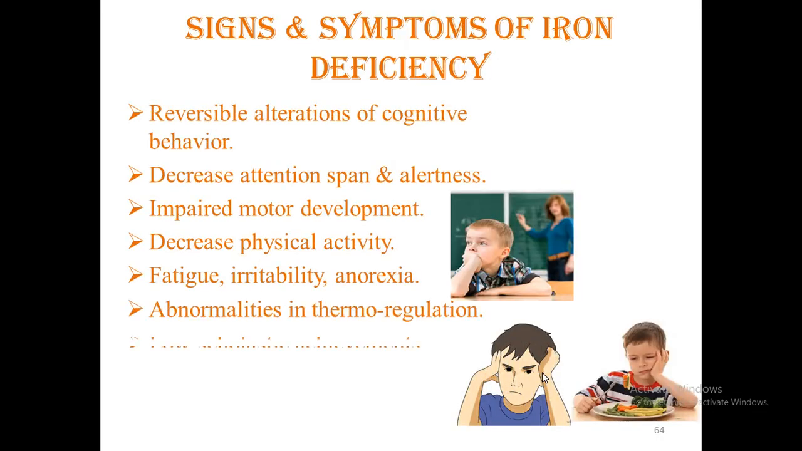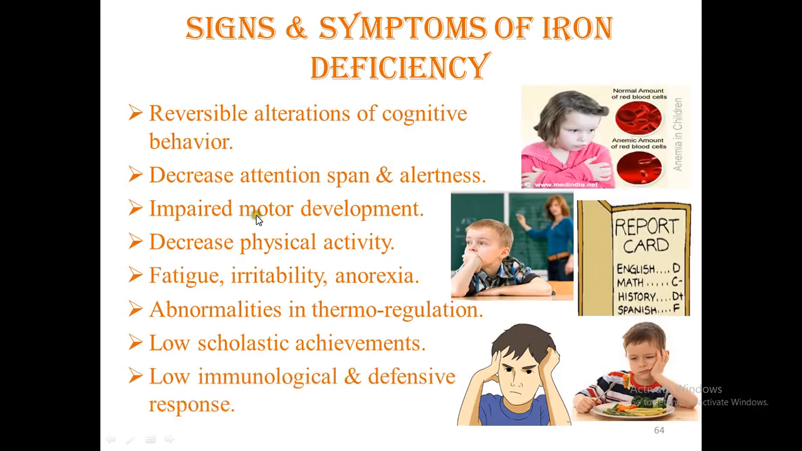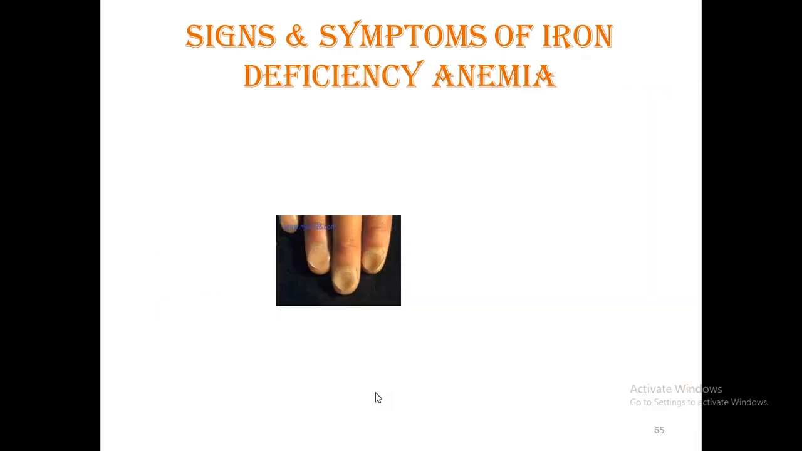What are the signs and symptoms of iron deficiency? Reversible alteration of cognitive behavior. In children, if there is iron deficiency, we find that it's not only their motor functions that suffer, but also their mental status suffers. Decreased attention span and alertness, impaired motor development, decreased physical activity, fatigue, irritability, anorexia, abnormalities in thermoregulation, low scholastic achievements, low immunological and defensive responses, so they keep falling sick more often, and then of course as they keep falling sick more often, so anemia goes on increasing even more.